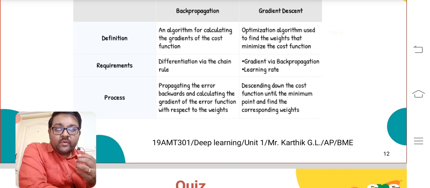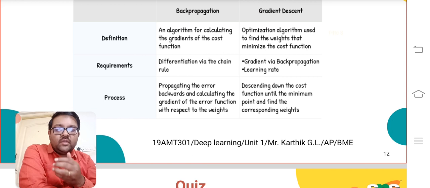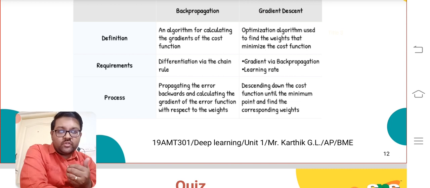Right? Requirements: differentiation via the chain rule is used in back propagation. In gradient descent, the gradient via back propagation is used, and then the learning rate is used. What is the process? In back propagation, we propagate the error backwards and calculate the gradients of the error function with respect to the weights. In gradient descent, we descend down the cost function until we reach the minimal point and find the corresponding weights. So this is the difference between back propagation and gradient descent.